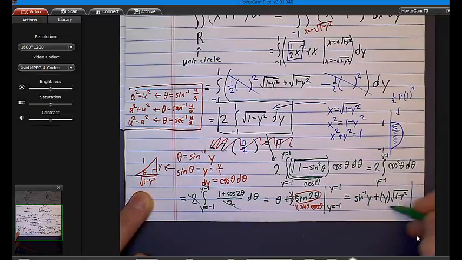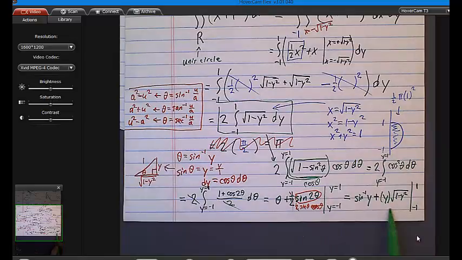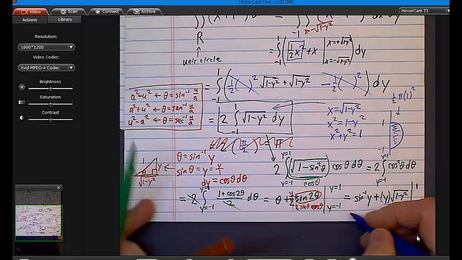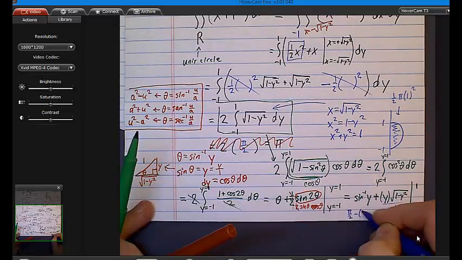And we're evaluating this mess from -1 to 1. Now, whether I plug in -1 or 1 into the second term, that's going to give me a 0. When I plug in 1 or -1 into the first term, what's the arcsine of 1? Isn't it pi over 2? So what's pi over 2 minus negative pi over 2? That's pi.